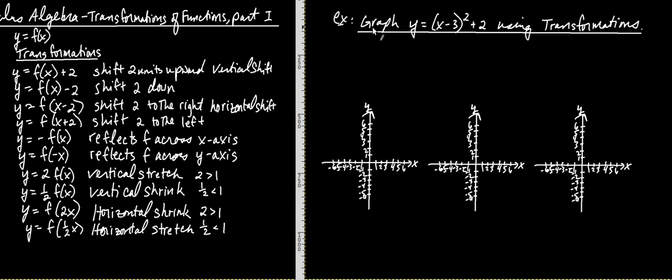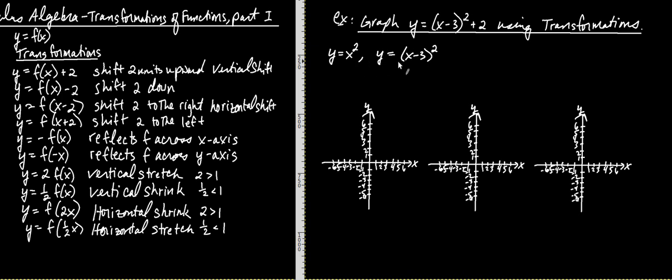Okay, here we're going to graph y equals (x minus 3) squared plus 2 using transformations. And so as I mentioned, you start with a basic function. In this case, it's going to be y equals x squared. And the question is, how do you take that and build it up one transformation at a time to get this? Well, the first thing we notice is that it's x minus 3 that's squared, not just x squared. So we're going to replace x with x minus 3. And we get y equals (x minus 3) squared.